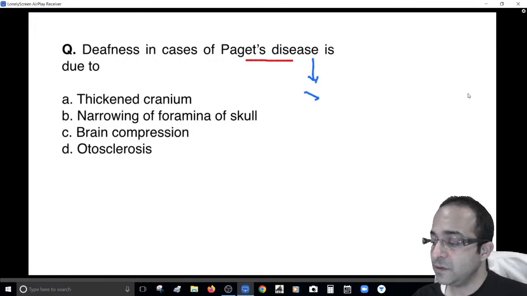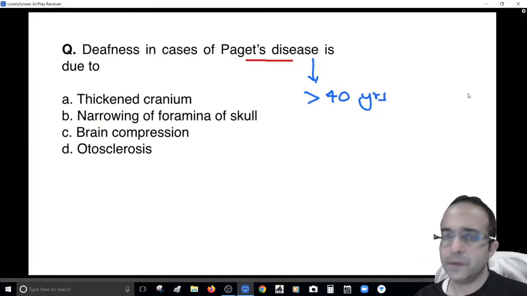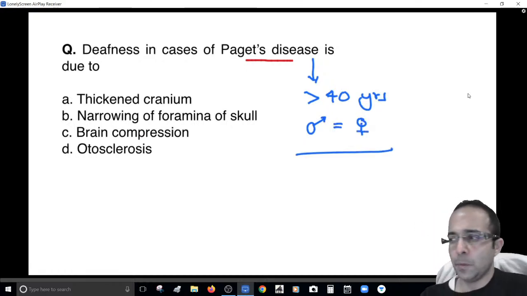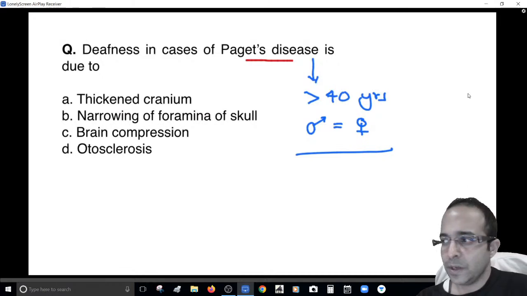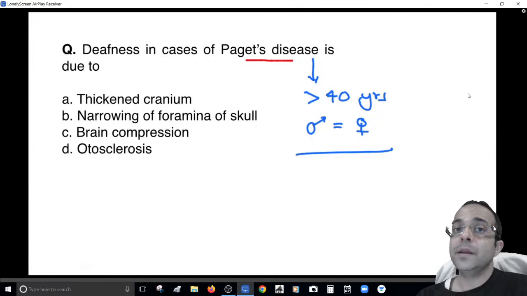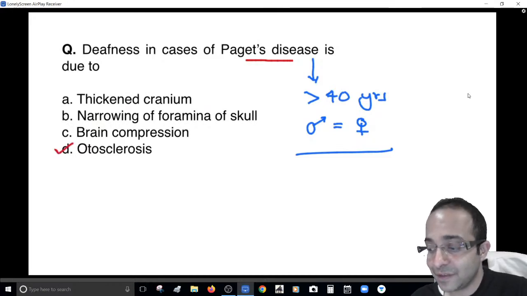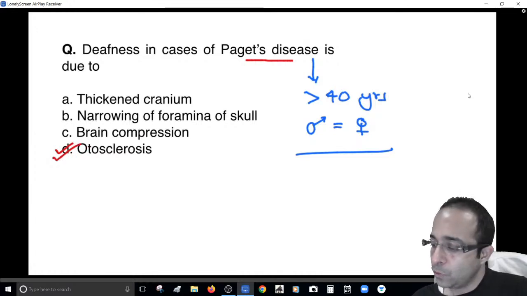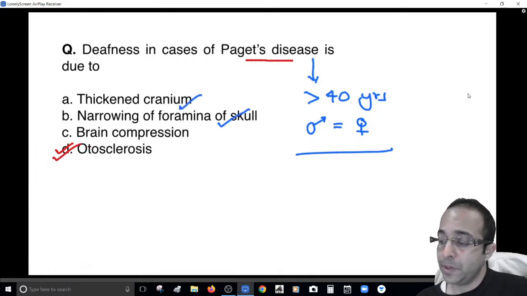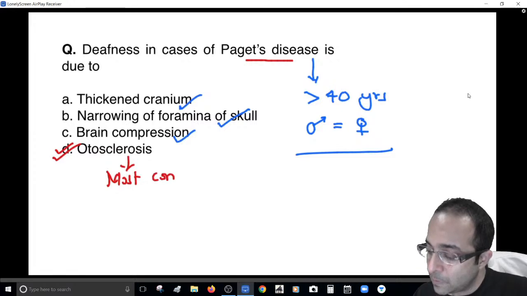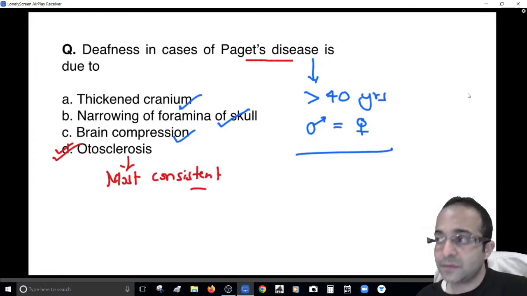Let me tell you, Paget's disease you generally find after the age of 40 years. So it's a disease of old age. The male and female ratio is almost neutral, equally common in the males and the females. But yes, it has again a spectrum of changes. But any idea what is the cause of deafness? Okay, not a problem, I'll let you know. It's actually classically otosclerosis. Although narrowing of the skull foramina, the thickened cranium, brain compression all contribute, but this is the most consistent reason that you find in almost all cases.